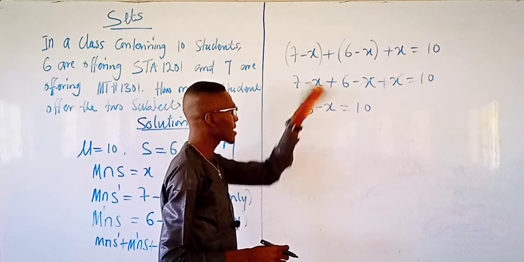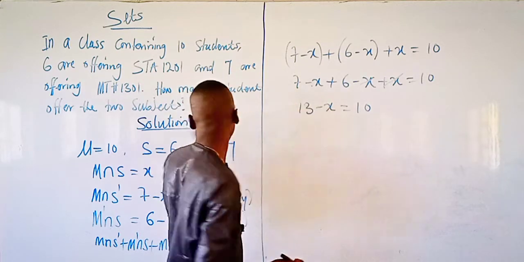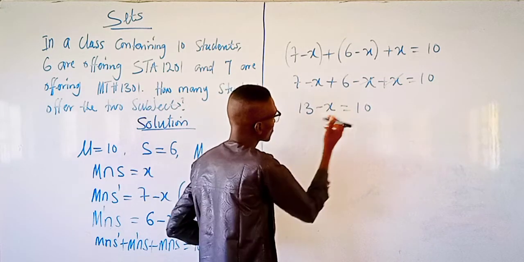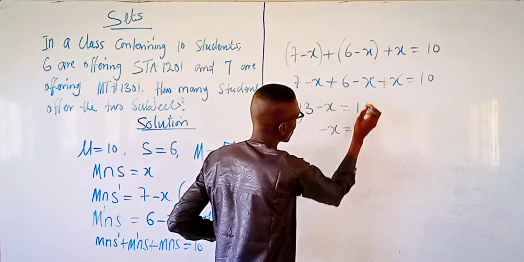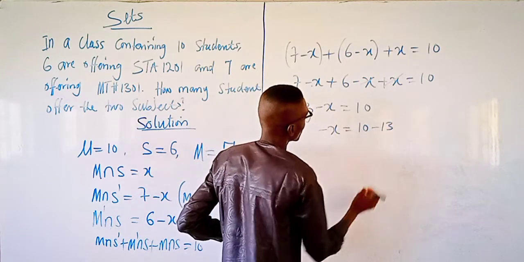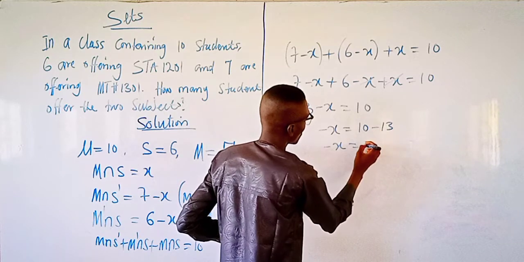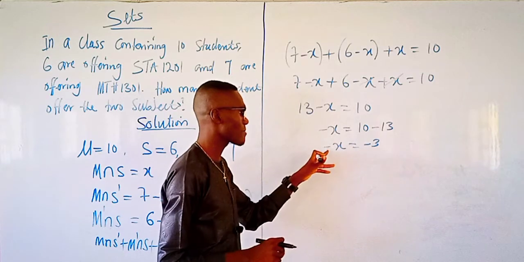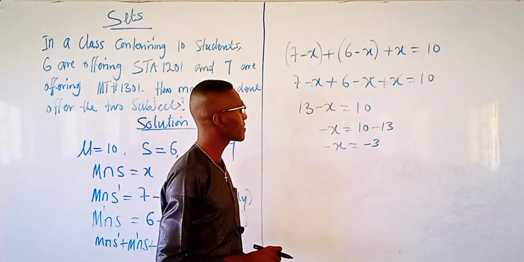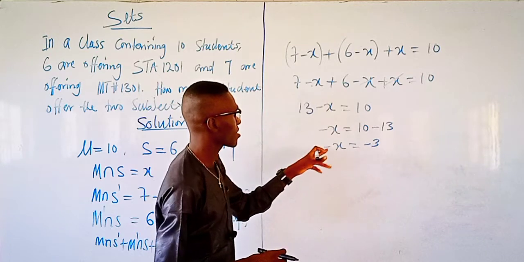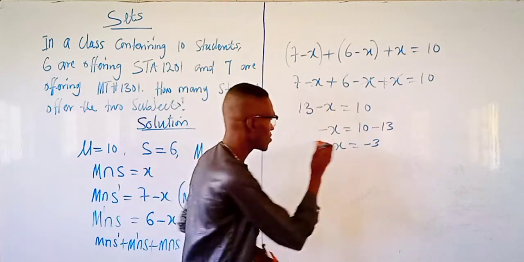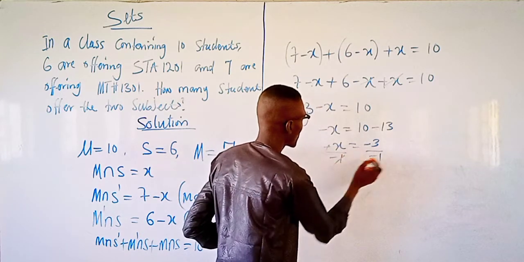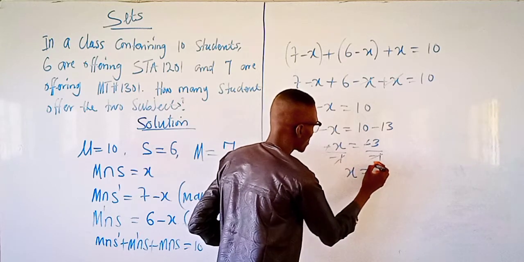So I need to take 13 to the other side because I need X, because that's what the equation needs, which is the total number of students that offer the two. So taking 13 to the other side, I'm going to have minus X equals 10 minus 13. So minus X equals minus 3. And I can't say I have minus X. Instead, I can just divide both sides by -1 so that I'll have a positive number, because we can't have a negative human being, right? So dividing both sides by -1, the negatives cancel, so that X equals 3.